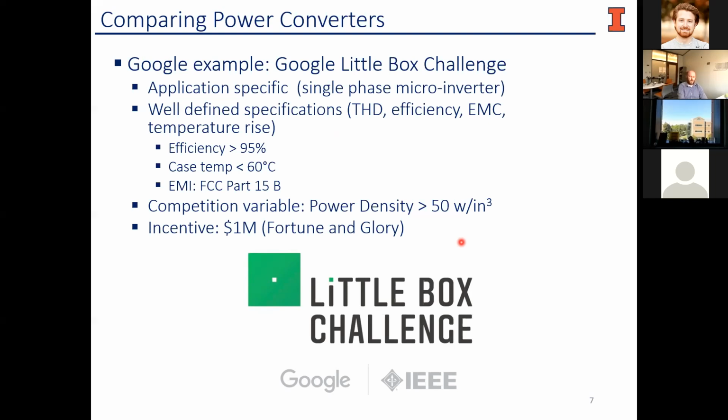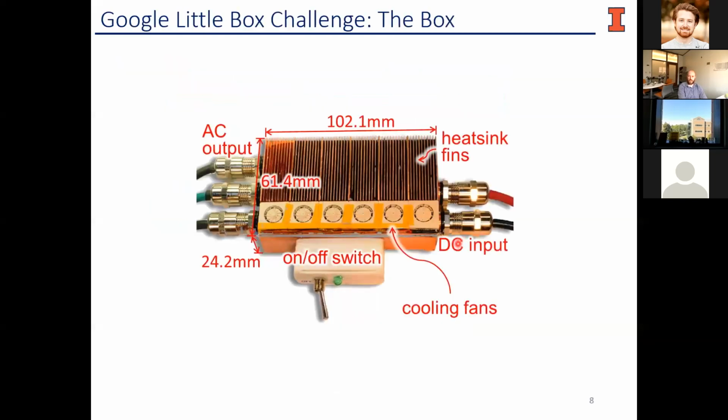So what's nice about this little box challenge is you have a box, right? In the end, you have this solution where all your power electronics, all your filters, all your control, everything has to fit in a box. And the only thing that goes into it is our DC input, and the only thing that comes out of it is our AC output. And everything in between is what we're measuring.